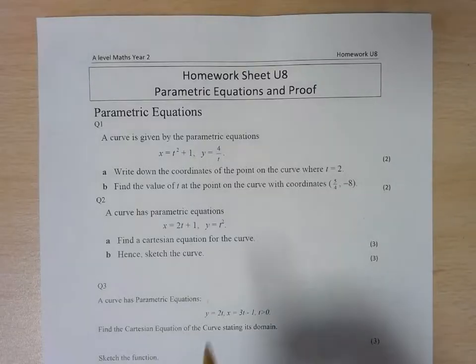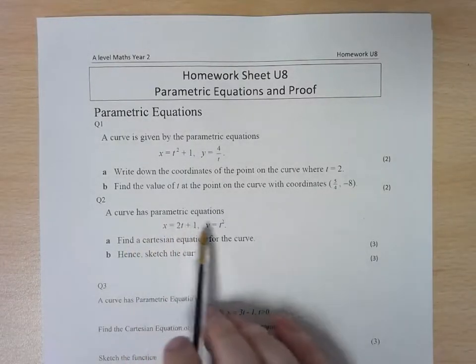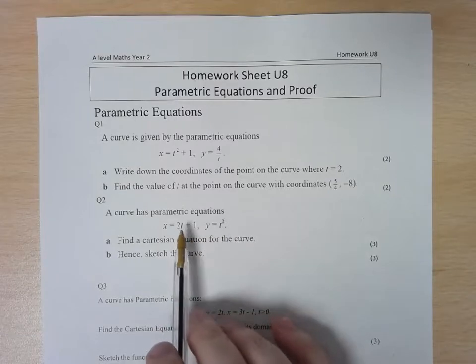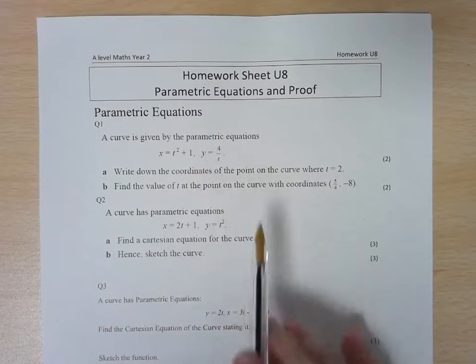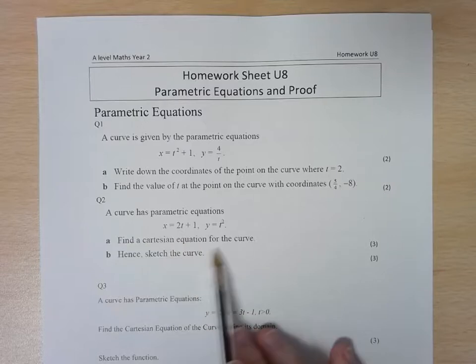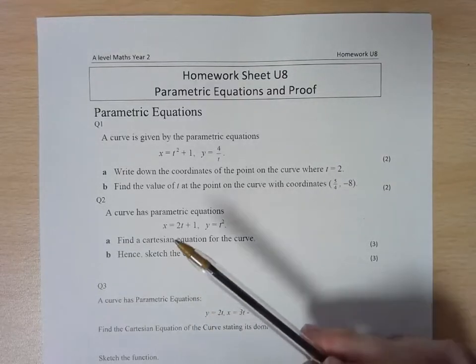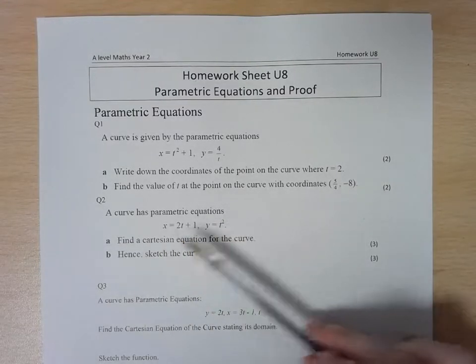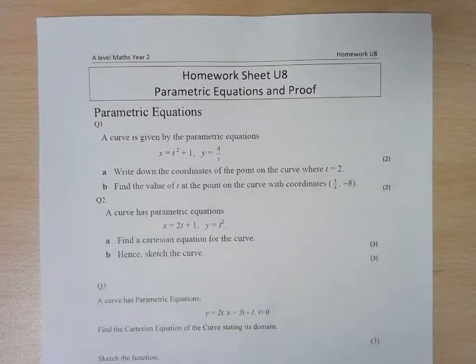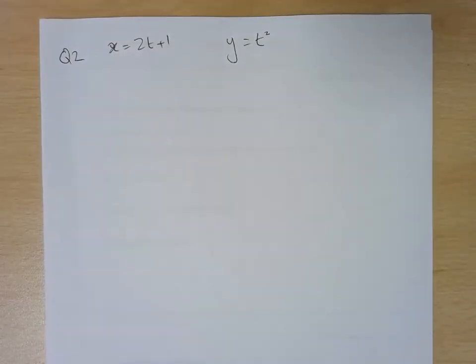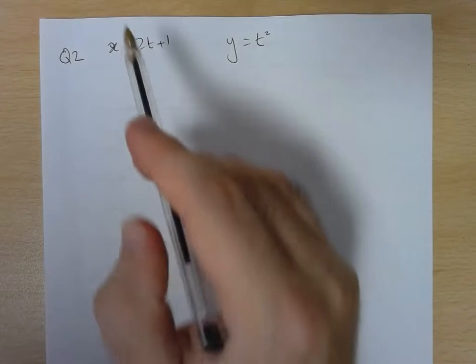On to question 2. We've still got two parametric definitions here with our parameter t. It's obviously different from the t in here. And we're asked to find a Cartesian equation. A Cartesian equation, if you remember from lessons, is the one that just has x and y in it and doesn't have this parameter t. So here are my definitions. The first thing we're going to have to do is get rid of this parameter t.